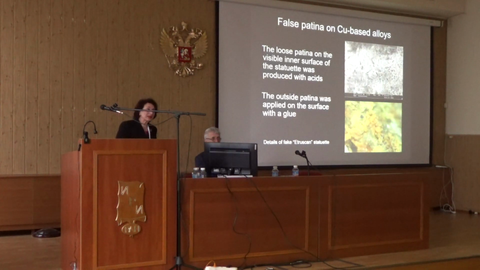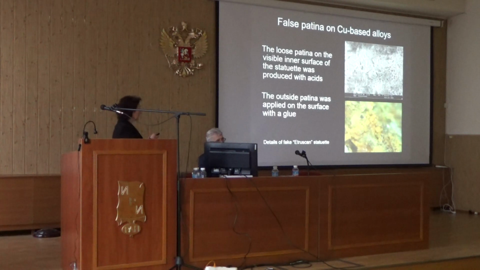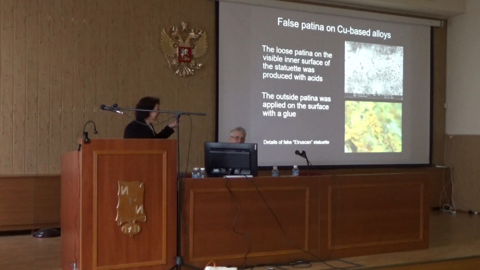I've been using the scanning electron microscope also to check the patina of a fake statuette. It was quite big. It was said to be an Etruscan statuette. It was not Etruscan at all. This is the fake patina we had inside the statuette. It was whole, and you can see it was produced with acids. It was a loose patina. It was not the real thing. And the outside patina was not bad. You can see it here.